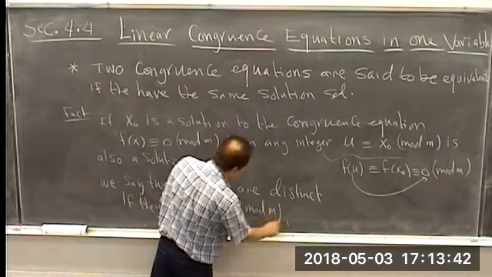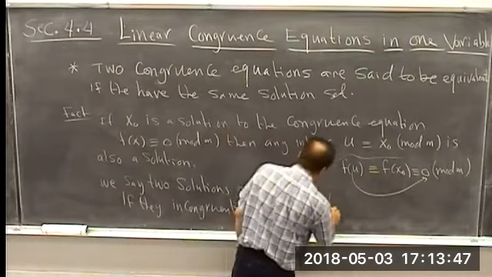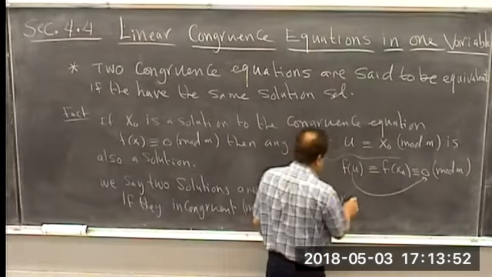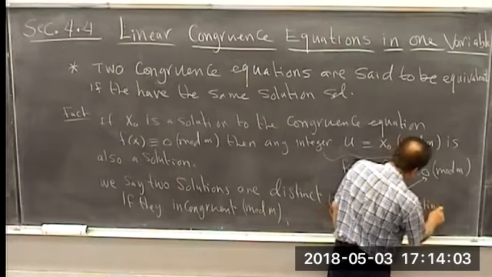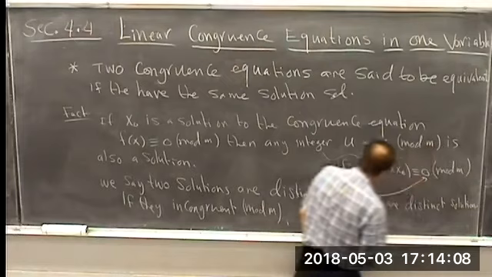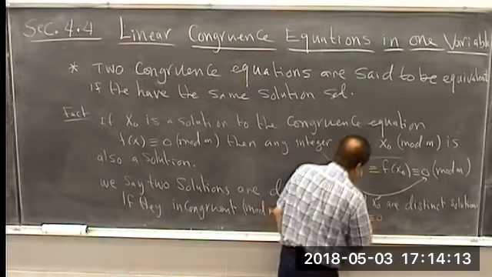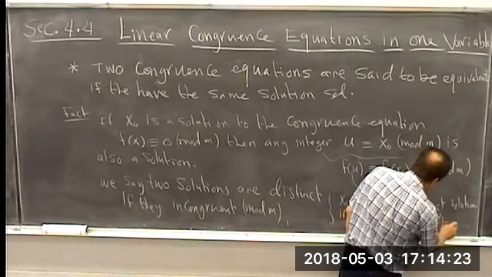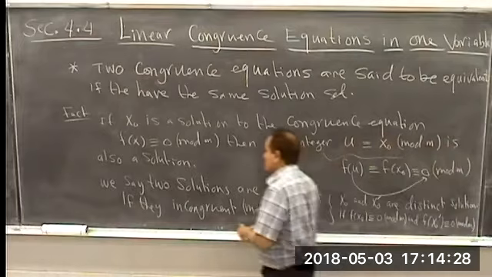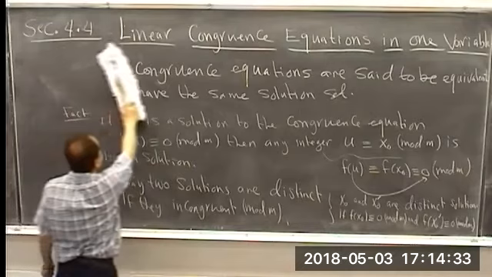So to put it in a slightly different language, x sub 0 and x sub 0 prime are distinct solutions if f of x sub 0 is congruent to 0 mod m, to make it a solution, and f of x sub 0 prime is congruent to 0 mod m. And one other condition needs to be satisfied, that they are not congruent to each other mod m. Okay? So that's why we call them incongruent.